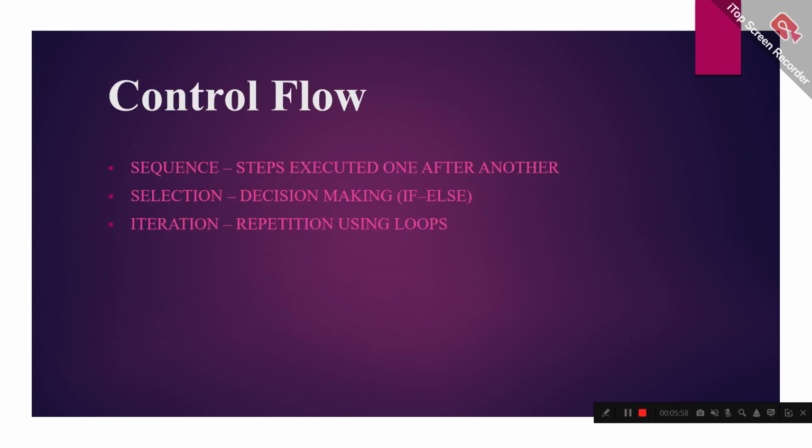So, the next important concept is control flow. Control flow determines the order in which instructions are executed in a program. Sequence executes the statements one after another, whereas selection allows decision making based on some conditions. Iteration enables the repetition of steps using loops. These control structures form the core of algorithm design.